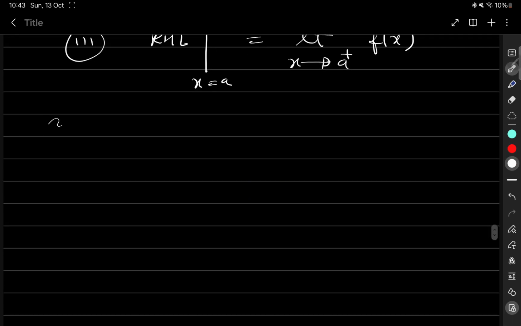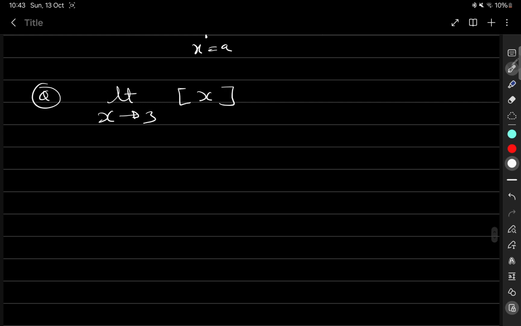Now, write some questions so you will understand better. Got it? Find the limit value at x tending towards 3 of the greatest integer of x. This one is the greatest integer of x.